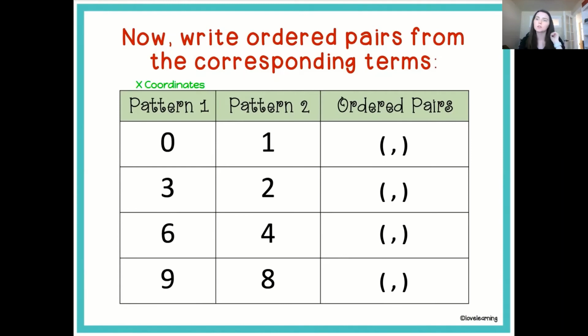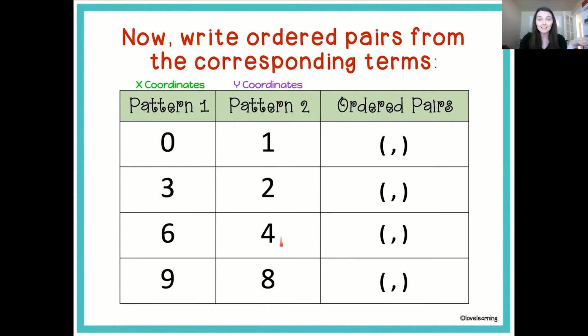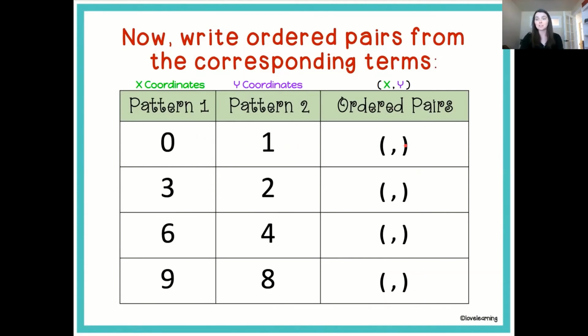The x-coordinates always come first. And so that means if I'm going to be taking these corresponding terms and turning them into an ordered pair or a coordinate pair, my x needs to come first and my y needs to come second. So these must be my x-coordinates, and these in pattern 2 must be my y-coordinates. And that means that these ordered pairs are going to be made up of these terms like we just talked about. And that's how I'm going to get to graph them.